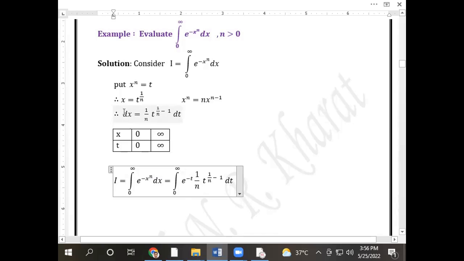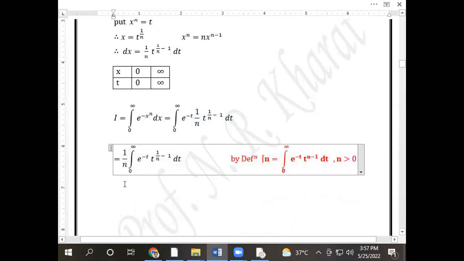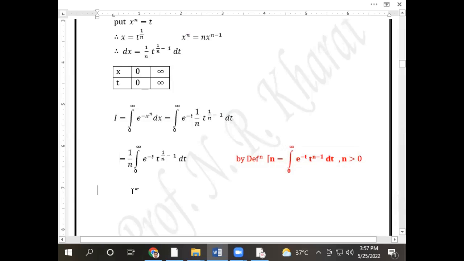Again, dx is equal to 1 upon n, t raised to 1 upon n minus 1 dt. So we are replacing dx with 1 upon n times t raised to 1 upon n minus 1 dt. Here 1 upon n is a constant, so we take the constant outside the integration. So we got 1 upon n, integration 0 to infinity, e raised to minus t, t raised to 1 upon n minus 1. With the help of the definition, we can find the solution of this particular term.